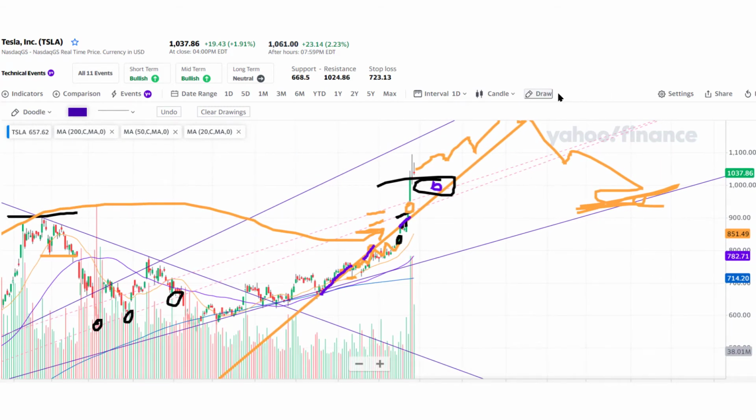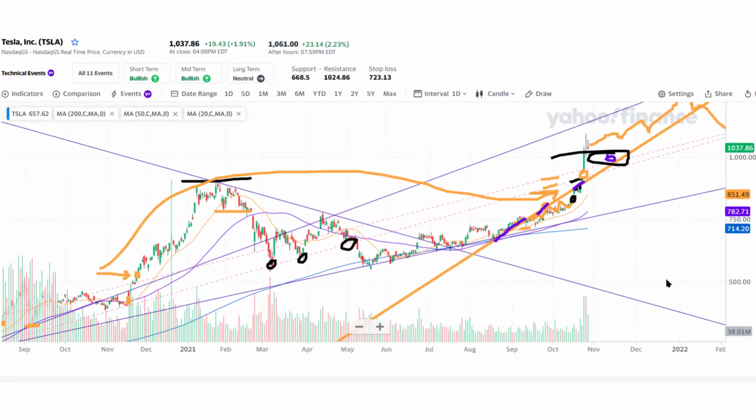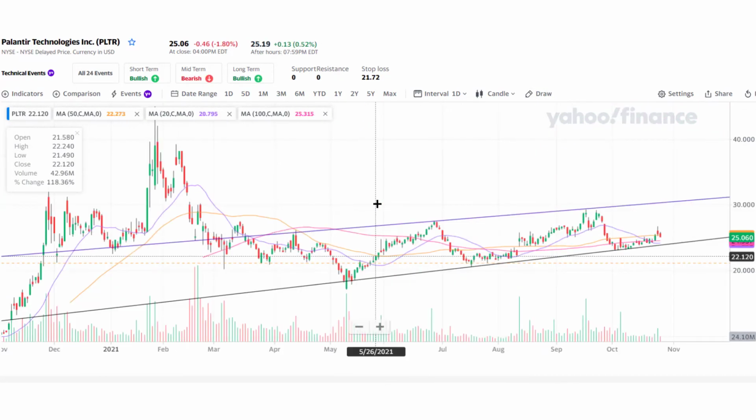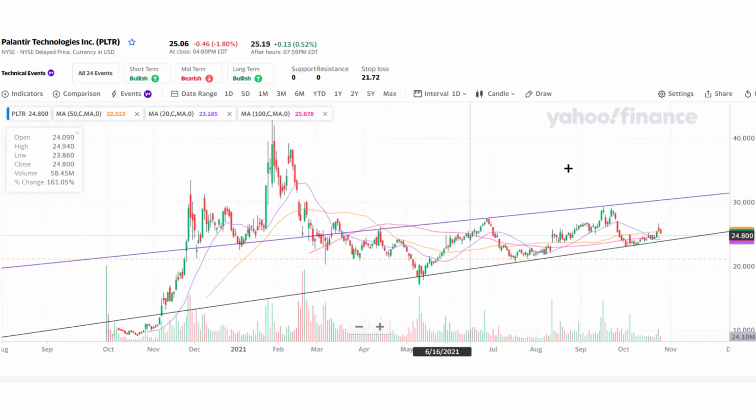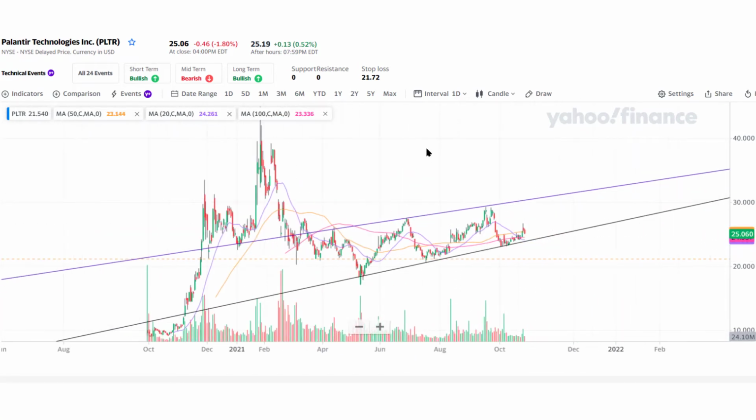So we'll see how this plays out, but pretty interesting stuff that we just found here. Okay, let's take a look at Palantir. It's been a while since we talked about Palantir, but there's nothing too much to talk about with Palantir.